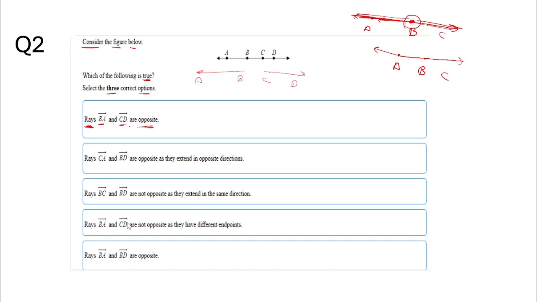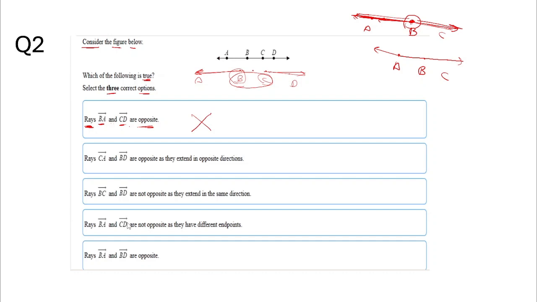Okay, here they are opposite, yes, in the different direction, but they don't have the same endpoint, because here it's saying B, which is start PA, and CD, from C to D, are opposite. Yes, they are opposite, but they don't have the same endpoint. The endpoint for the first ray is B, and the endpoint for the second ray is C. So I cannot. This is not the correct answer.